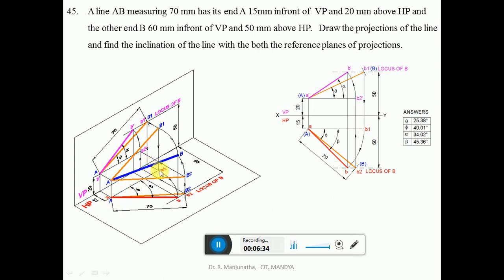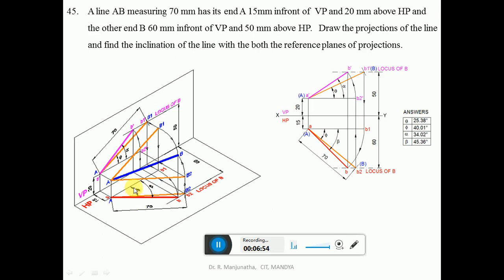But the locus of B is 60 mm in front of VP. So with A as center, by taking the radius of AB1, we are rotating such that this B1 will cut the locus of B in the top view here. So you join A to B with a dark line. You will get this is the beta inclination and this is the angle phi.